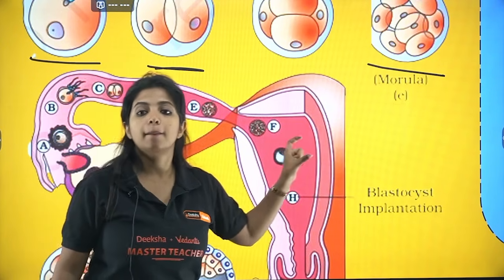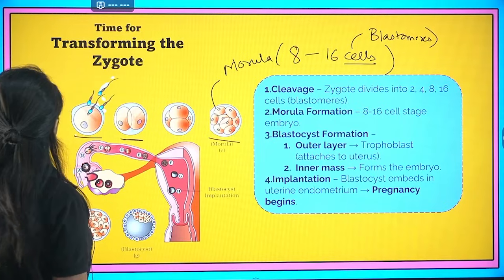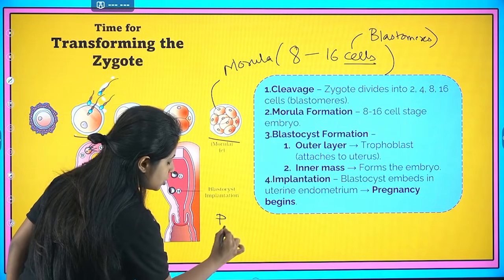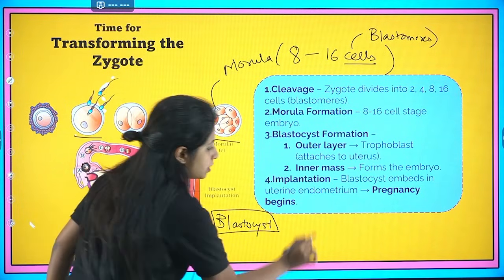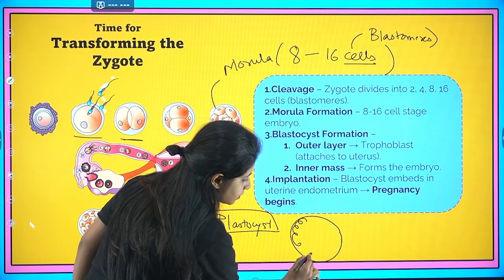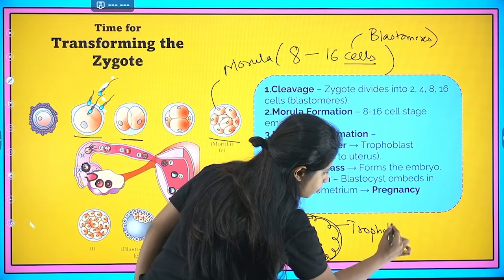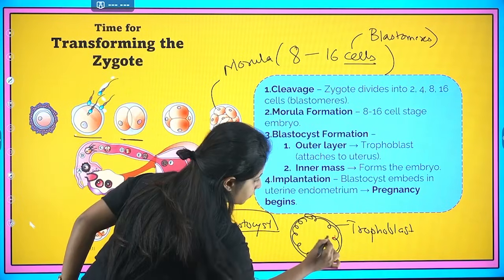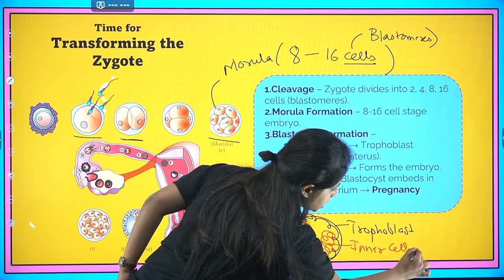This stage is known as the blastocyst stage. Ma'am, do we need to remember it? Yes. They can ask you, in which stage does the embryo get implanted? It is the blastocyst stage. And what is so unique about the blastocyst stage that we need to remember? The thing that is unique is that it has an outer layer of cells which you call trophoblast. And it also has an inner layer of cells which is known as the inner cell mass.